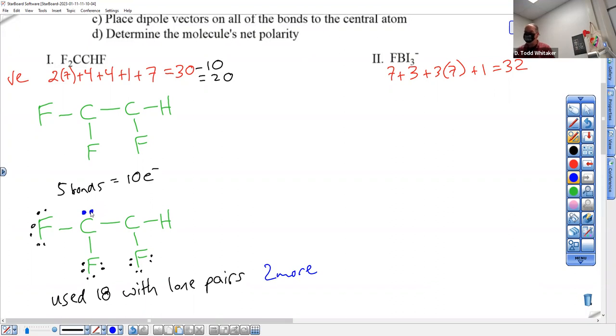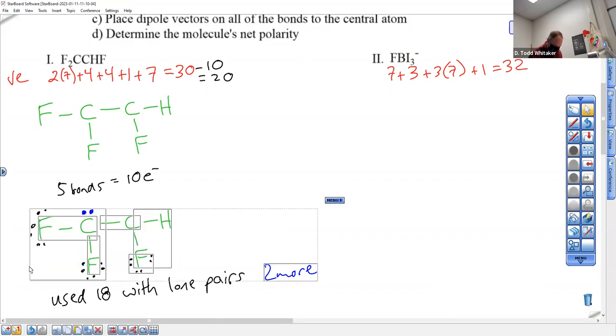You're not done. You are not done, not even close. You get 0 points for that Lewis structure. Wow. Can he highlight maybe? No. Didn't get the dot.